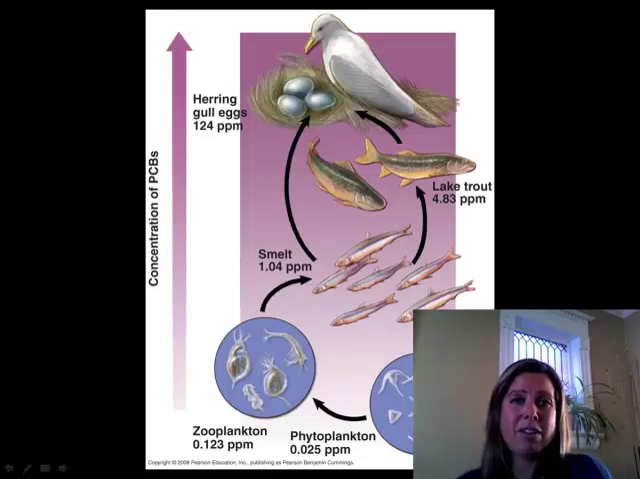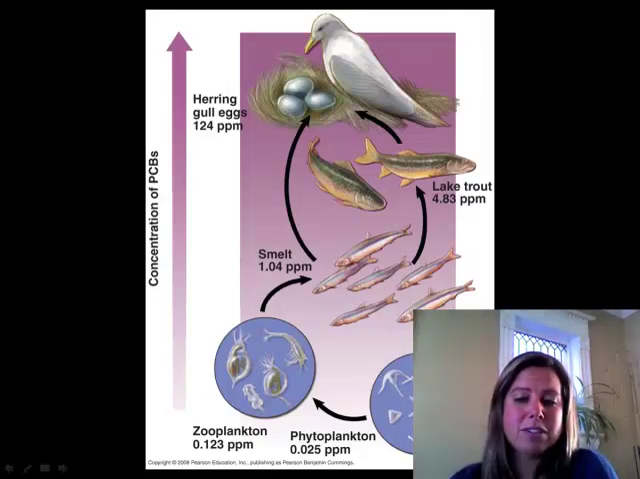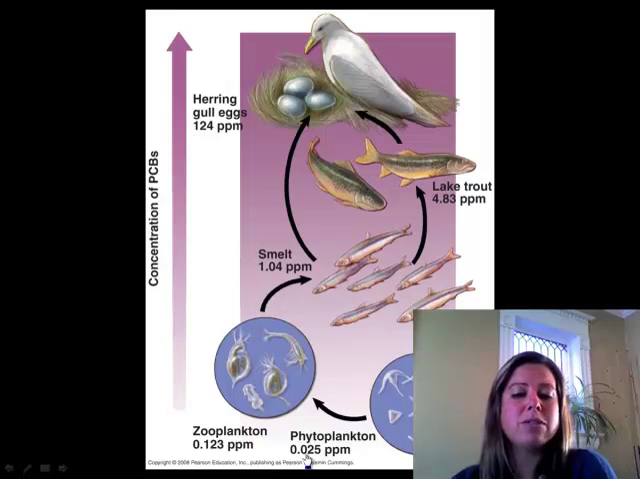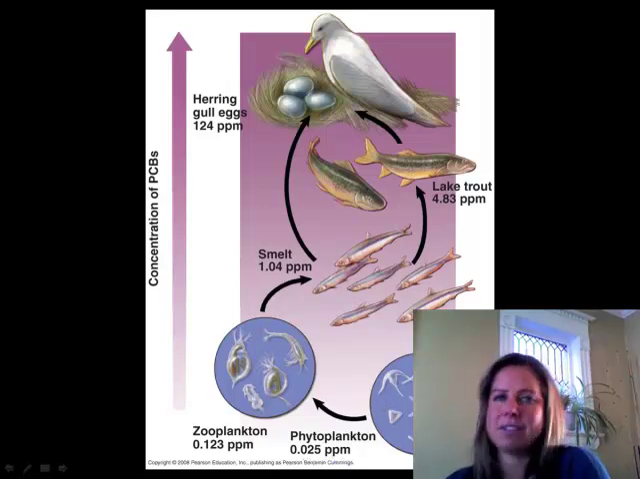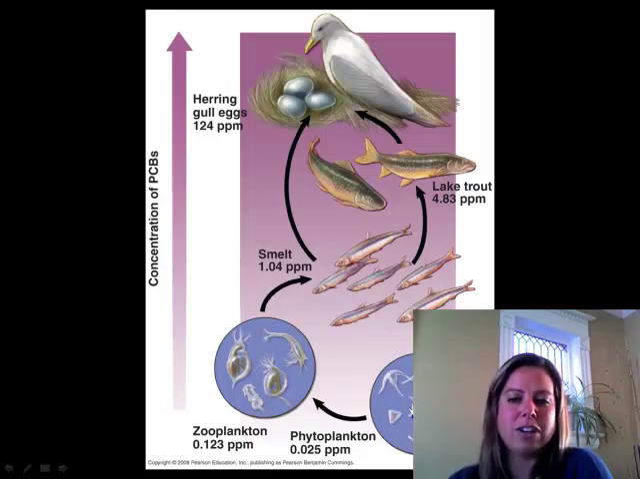Now it's going to become part of their fatty tissues because that's what that chemical likes to do. And so now every little piece of phytoplankton that you see here has a concentration of 0.025 parts per million in their system. Not a big deal, right? I mean, it's not great, but not a huge concentration.